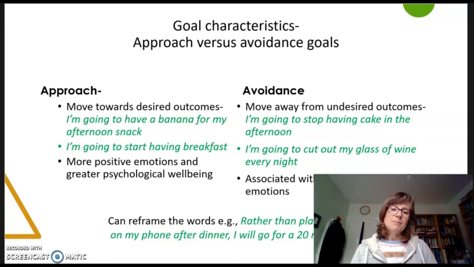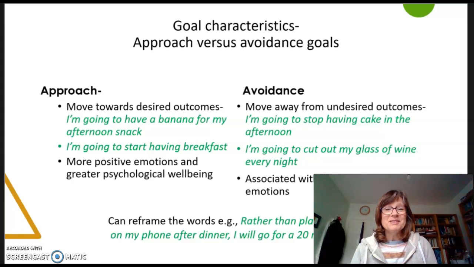Avoidance goals are something we need to be really careful with, because what they're suggesting is that people move away from undesired outcomes. So I'm going to stop having cake in the afternoon. I'm going to cut out my glass of wine every night. And you can see immediately the difference between those two and how that's associated with many fewer positive outcomes or emotions, because I'm cutting out things I like. You know, if I didn't like having cake in the afternoon, I wouldn't have been doing it. So we're asking people to go into a state of feeling perhaps deprived of things that they love.